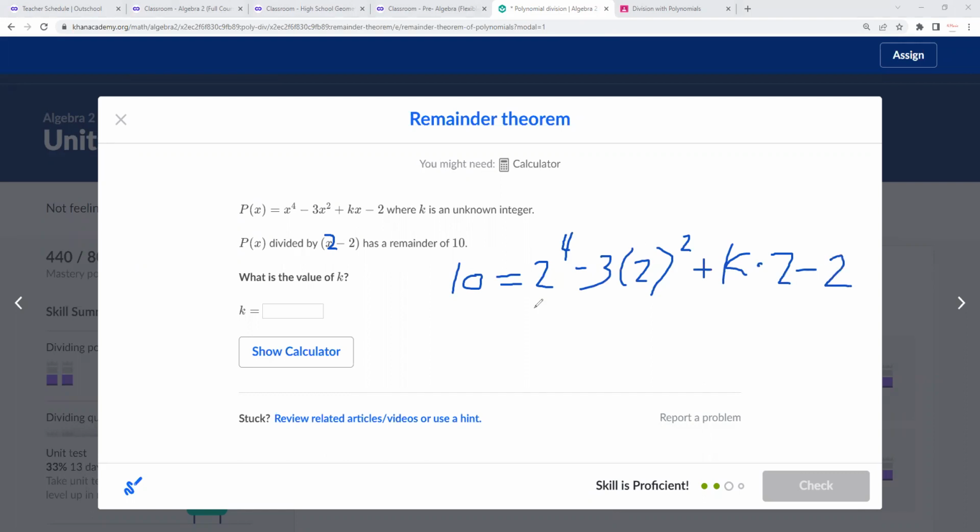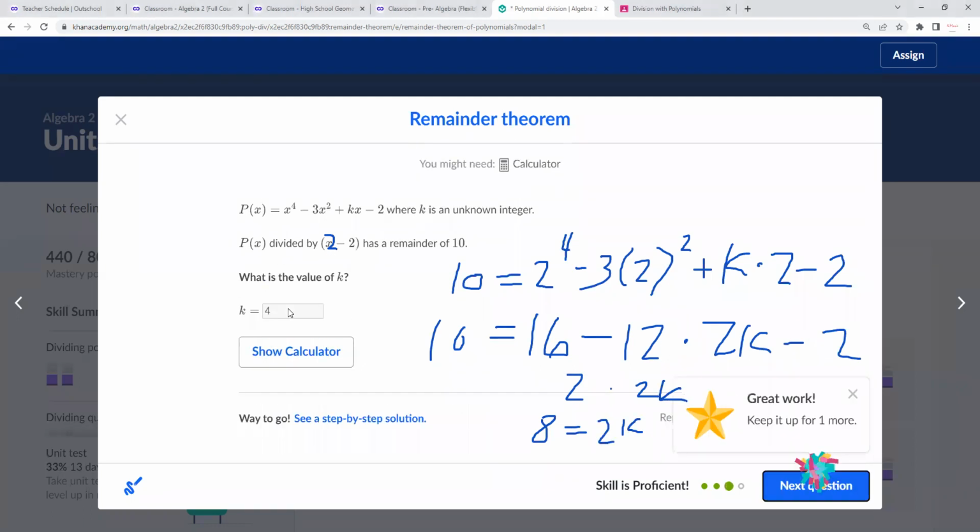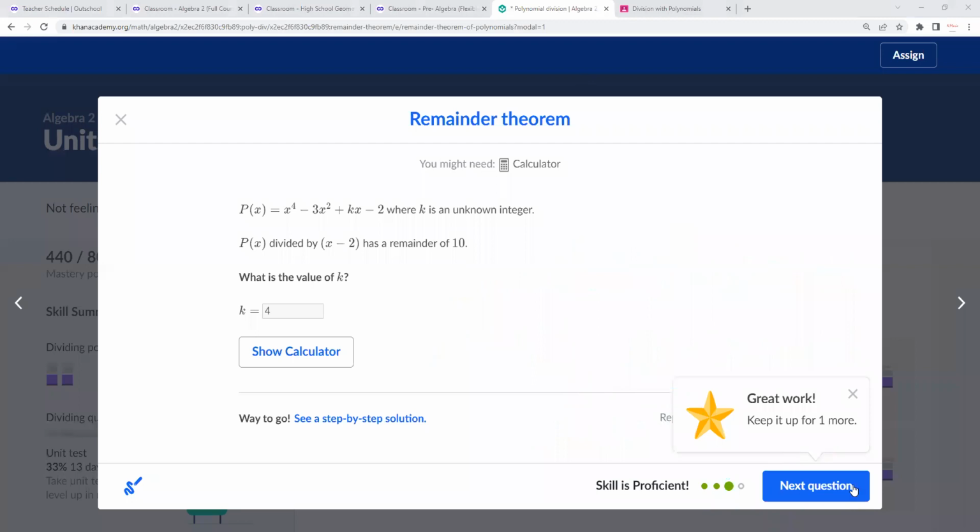Okay, so now exponents first. 2 to the 4th power is 16. 2 squared is 4. 4 times 3 is 12. This gets you 2k minus 2. So now this is equal to 10. Like I said, 16 minus 12 is 4. 4 minus 2 is 2. So we have 2k minus 2 equals 10. Move the 2 to the other side. You get 8 is equal to 2k. Divide both sides by 2, and k is 4. You should already know how to solve equations. I'm just showing you, just plug in 2 for x, solve for k.